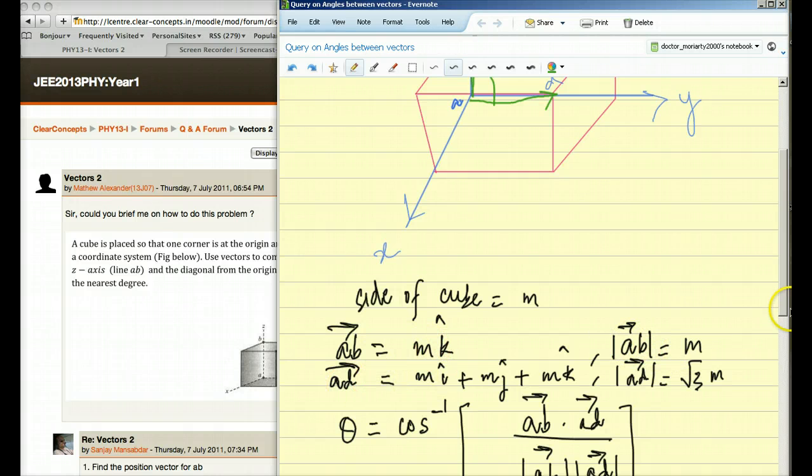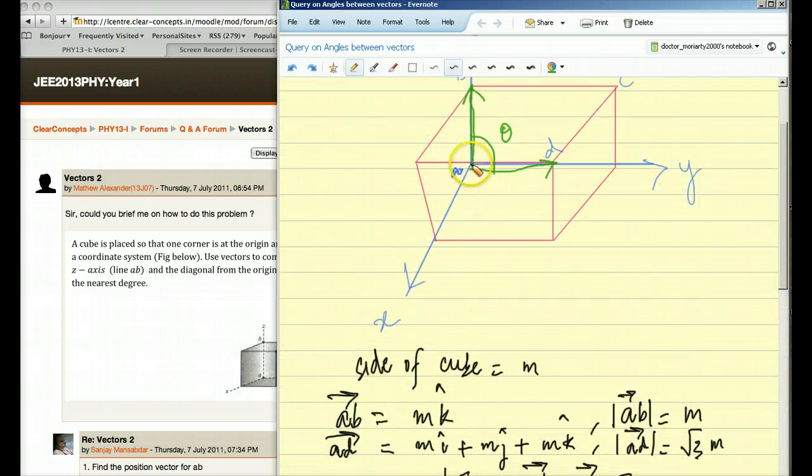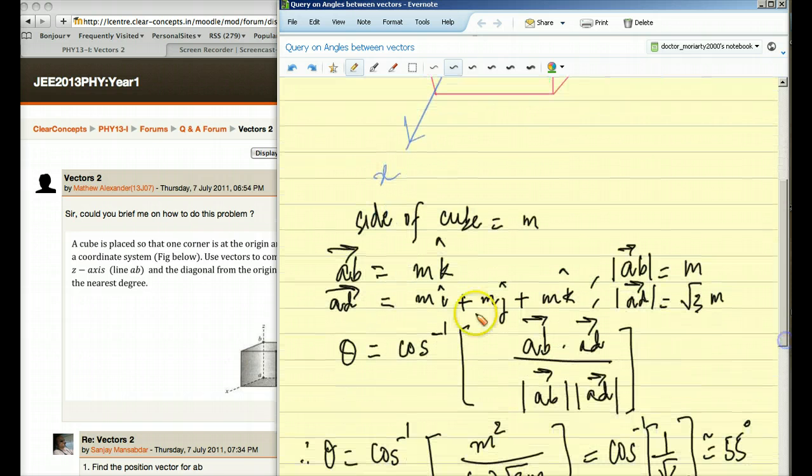Let's talk about AD. To get from the origin A to this point D, you first need to move M units along the x-axis, then M units along the y-axis, and then M units along the z-axis, right? So therefore, you could represent this vector as M i plus M j plus M k. What would be the magnitude of this vector? It would be under root of M squared plus M squared plus M squared. That's under root of 3M squared, which is root 3 times M.